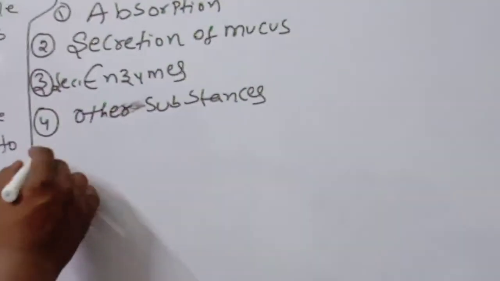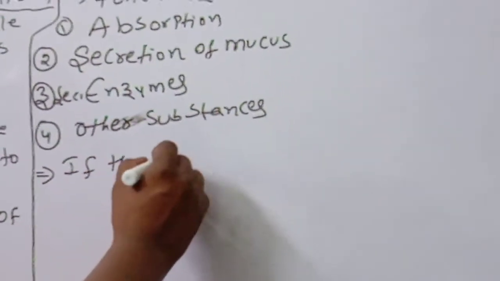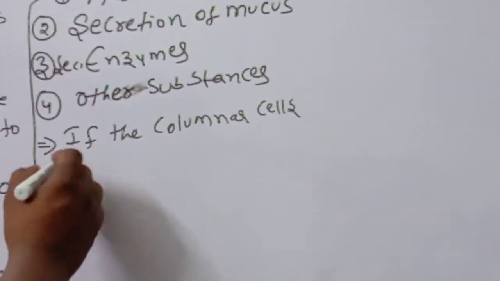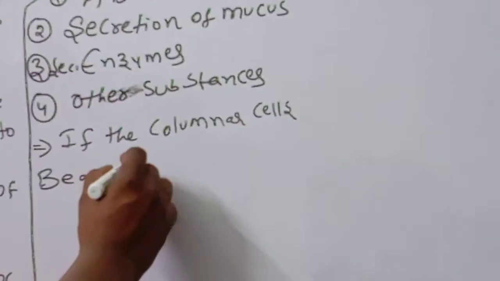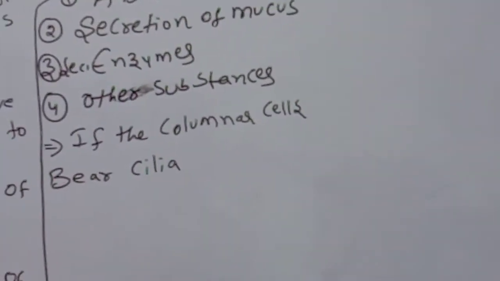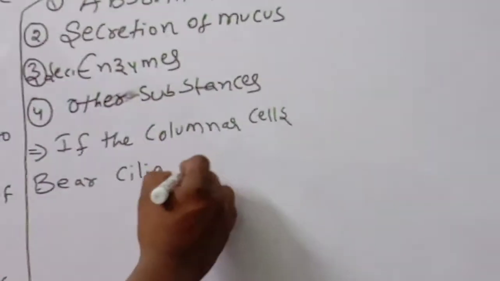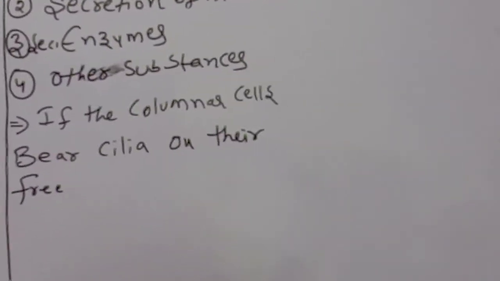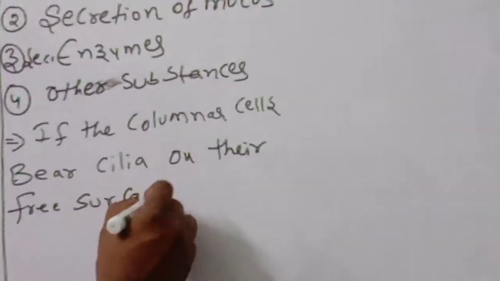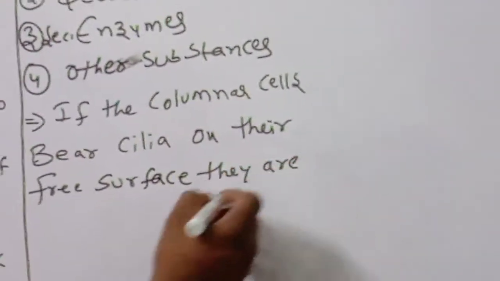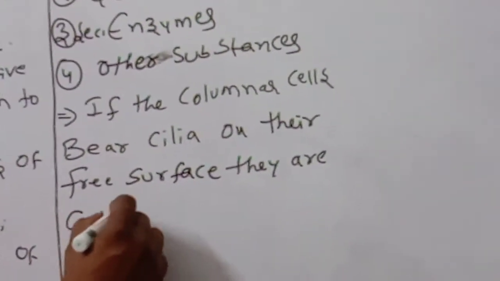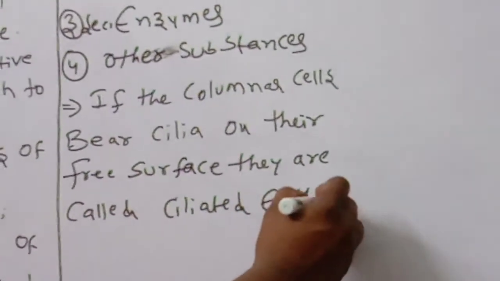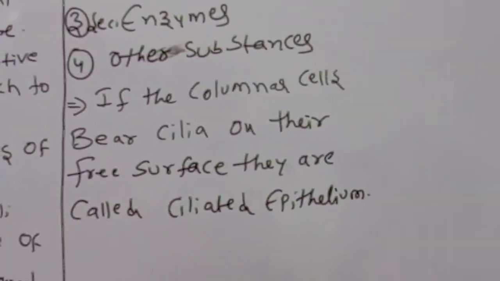Next point: if the columnar cells bear cilia on their free surface, they are called ciliated epithelium. This point you should remember. They are called ciliated epithelium.